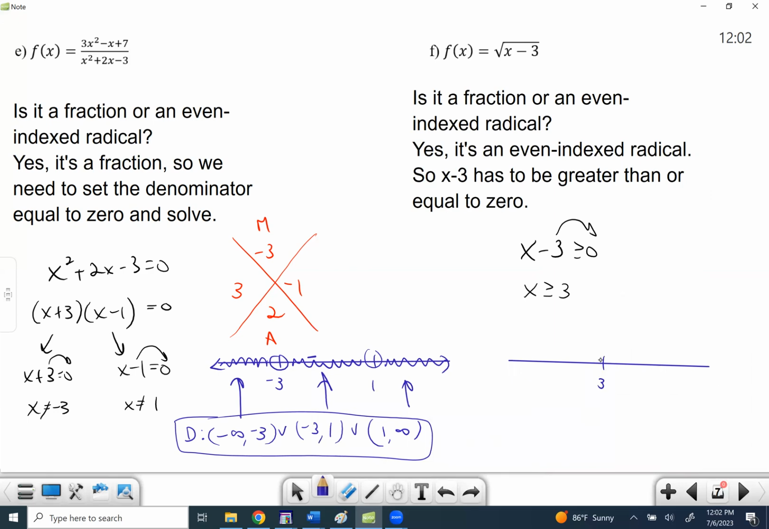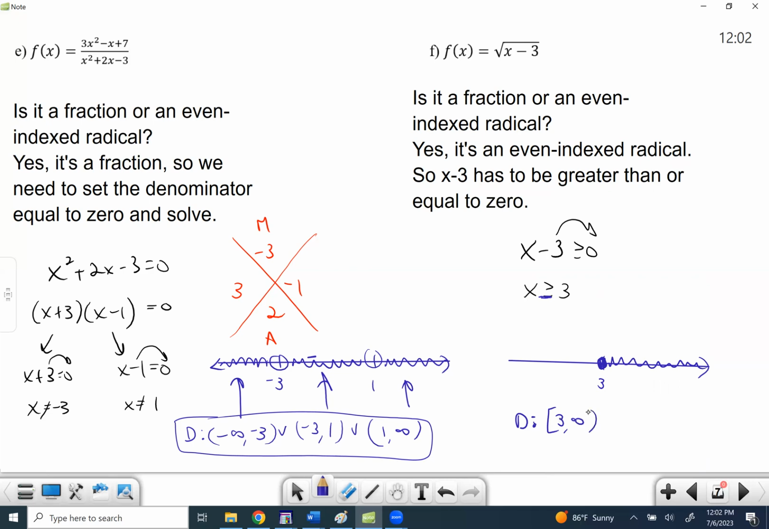Oops. It's a closed circle, you guys, because of the or equal to sign. You're saying, yeah, we can include 3. It can be 3. That's fine. And we're going to go to the right because we're looking at the greater numbers, right? So if we were to describe that, and we'll check when we get done, we would be from 3 all the way to infinity.